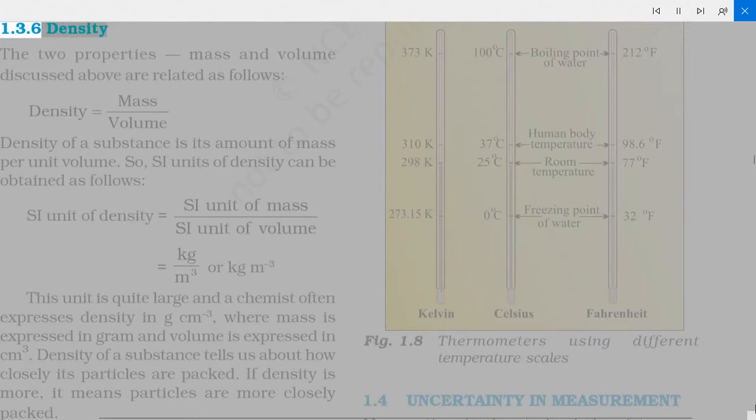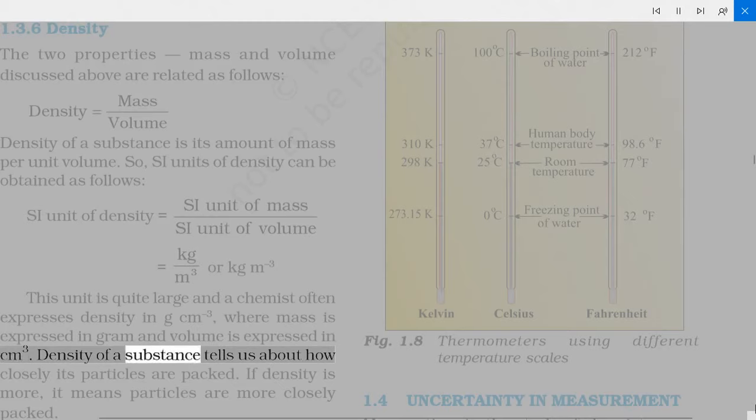Density. The two properties, mass and volume, discussed above are related as follows: density = mass/volume. Density of a substance is its amount of mass per unit volume. So, SI unit of density can be obtained as follows: SI unit of density = SI unit of mass / SI unit of volume = kg/m^3 or kg m^-3. This unit is quite large and a chemist often expresses density in g/cm^3, where mass is expressed in gram and volume is expressed in cm^3.